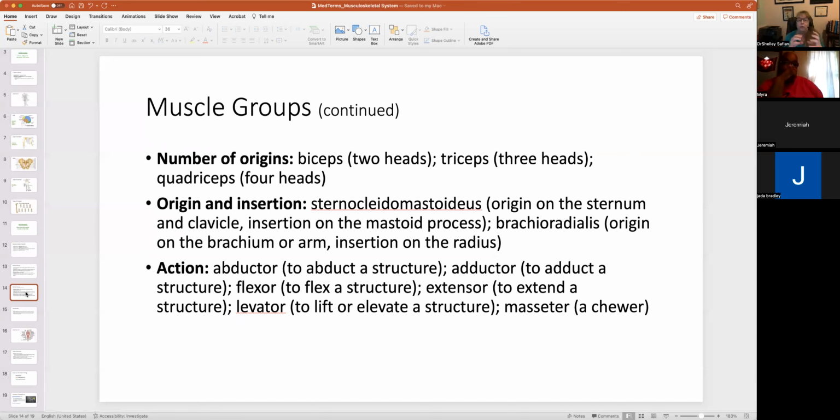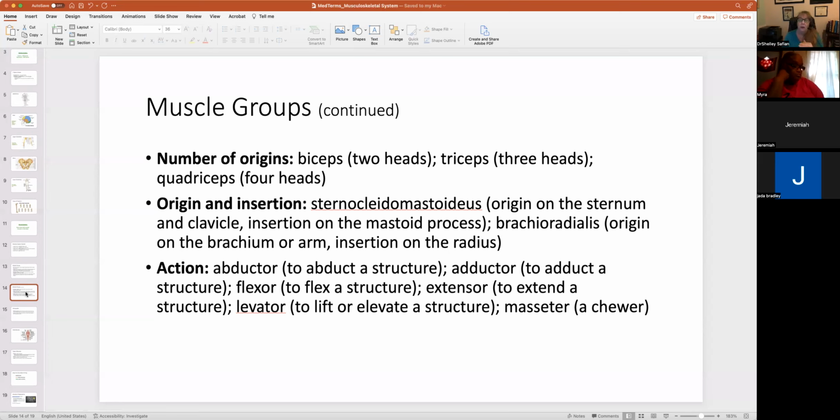All right. Muscle groups are also established by the number of origins. Now, as you have learned, or maybe not yet, but now you're about to, each muscle has an origin and an insertion point. So sometimes one muscle might have 2 origins, 3 origins, or 4 origins. Then you have those muscles that are named specifically for their origin and insertion.